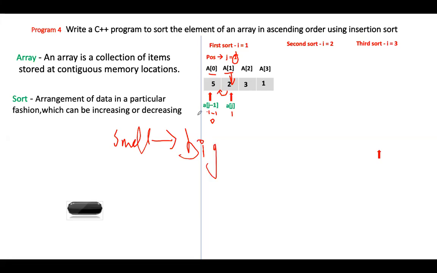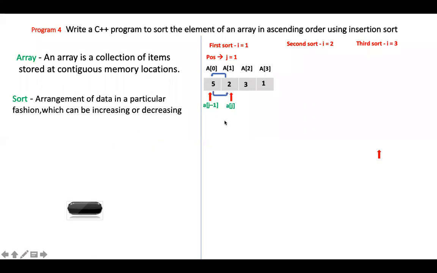Now since we have done the first iteration of arranging the elements, it will start exchanging. Since 2 is smaller than 5, 2 will get exchanged to this location and 5 will get exchanged to this location. Now how does this transfer take place? We'll take a temporary variable. In that temporary variable, this location is given as a of j. So I'll take a of j. Now this location is also called a of j minus 1.